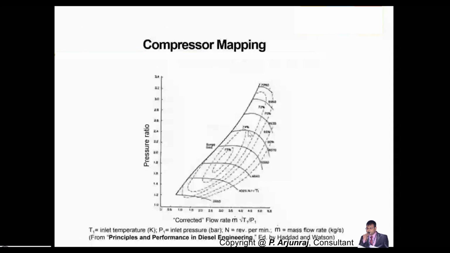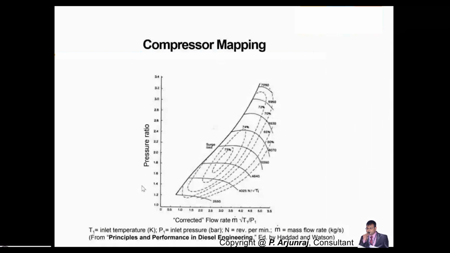So we'll see the compressor mapping. The x-axis is the mass airflow rate, and the y-axis is the pressure ratio. The pressure ratio is basically the ratio of the outlet pressure to the inlet pressure. The inlet pressure relates to the mass flow rate of the air entering the cylinder, and the exhaust pressure is basically the exhaust gas flow which is coming out from the exhaust system. That ratio you call the pressure ratio.